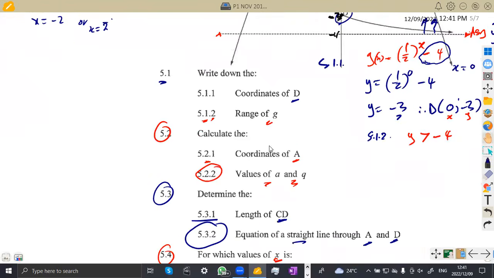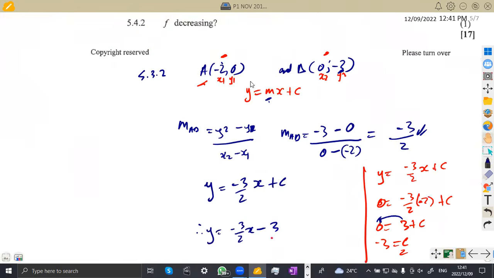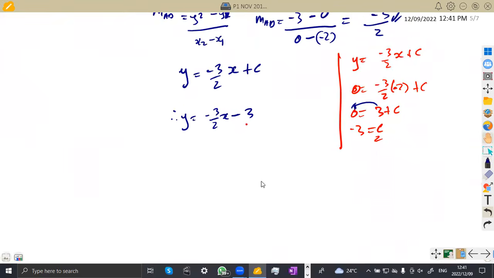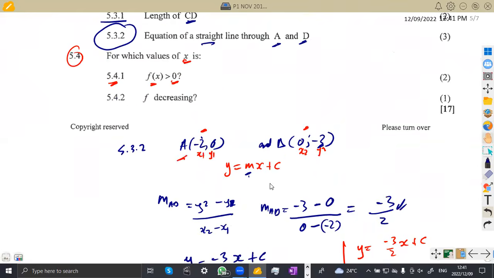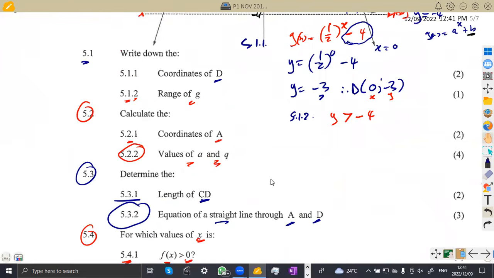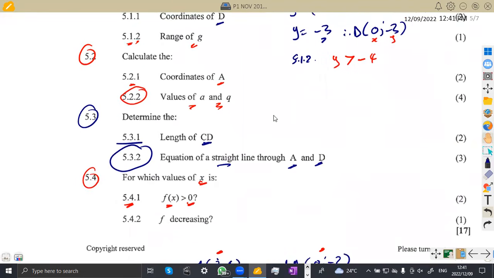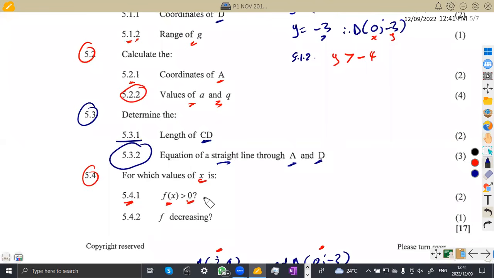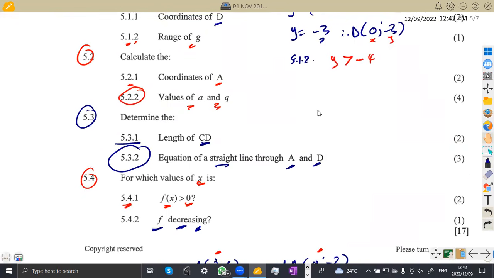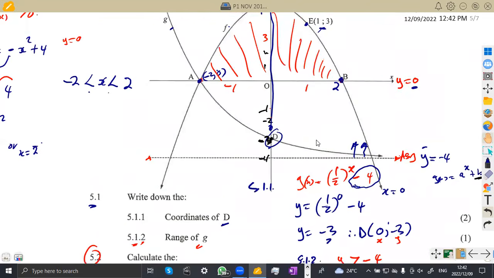Let's check the last part, which is 5.42, guys. For which values of x is f of x increasing? Actually, for which values of x is our f decreasing, not increasing, decreasing. So you want to see where f is decreasing. Where do we have our f? This is our f here.